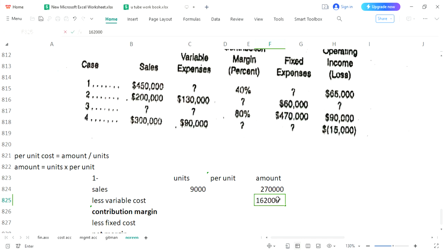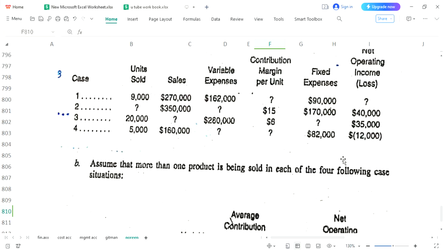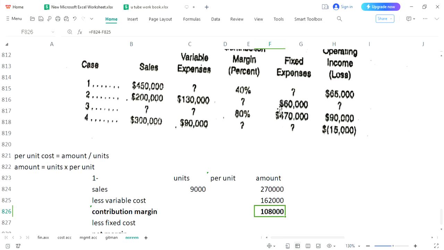All right, so now we are going to calculate our contribution margin, which would be the difference between sales and variable cost. Your sales are 2,70,000 and variable cost is 1,62,000. This way you have calculated your contribution margin. Let's go back to the question. This was the first case. Per unit contribution margin is needed. You can put a question mark over here. We need to have per unit contribution margin.